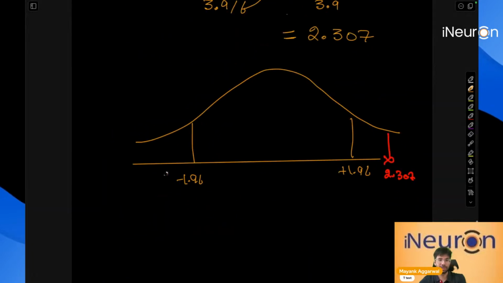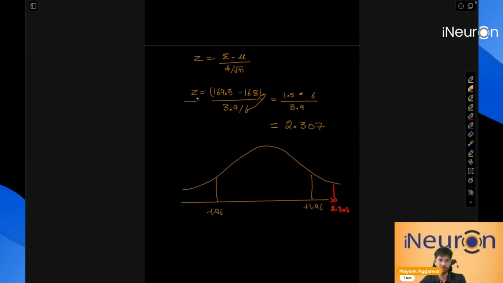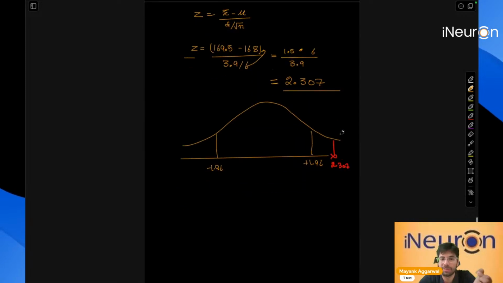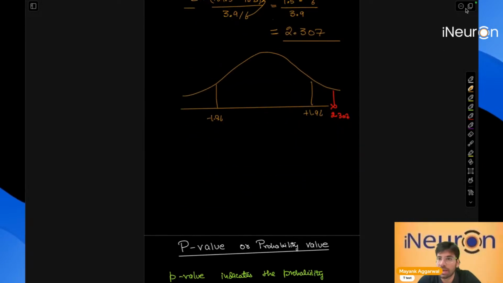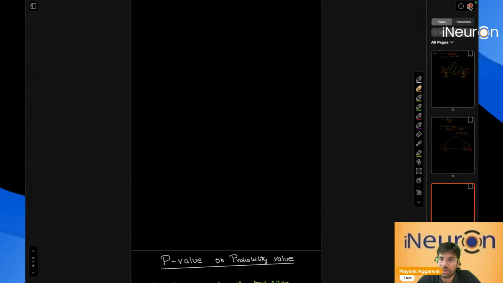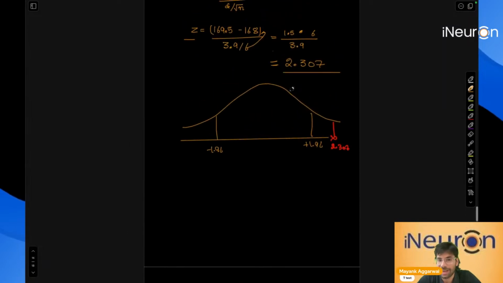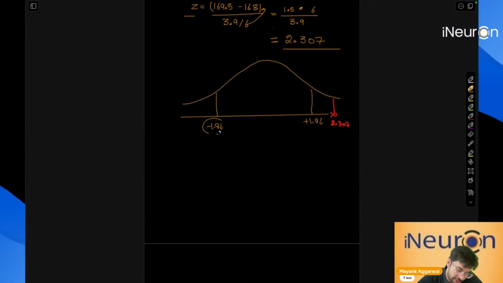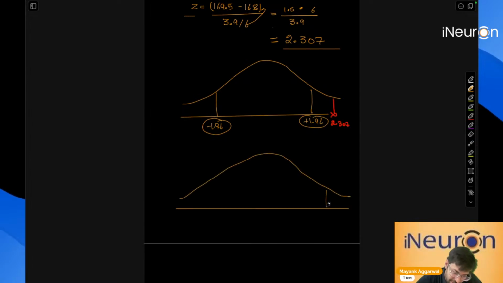Now let me explain this p-value concept using this question which we just did. We calculated z is equal to 2.307. How are we going to calculate p-value from that? Pay attention, everyone. Let me add another page here. How are we going to calculate this area? Either we use the test statistic we calculated, or we forget the test statistic and see that this is 2.307 and this is going to be negative 2.307.